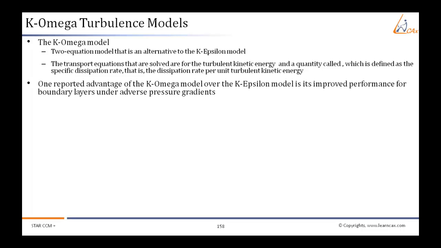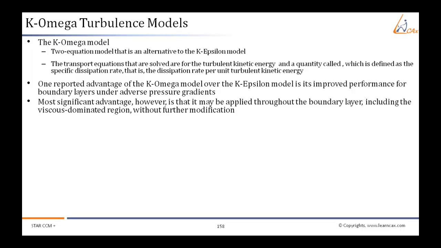One advantage of the K-omega model over the K-epsilon model is its improved performance for boundary layers under adverse pressure gradients. Another advantage is that it may be applied throughout the boundary layer, including the viscous dominated region, without further modification, thus without requiring the computation of wall distance.